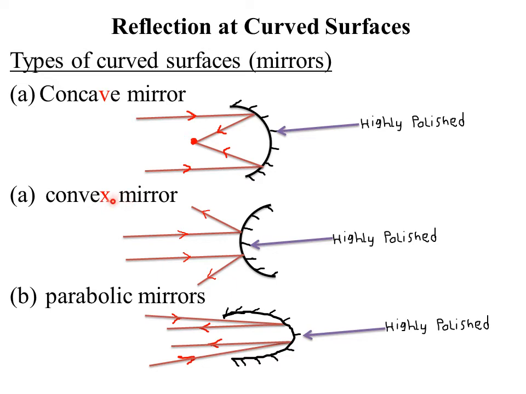As you can see here, I have identified this letter so that it can help you to know which mirror is converging and which one is diverging. So you have said that convex mirrors are also called diverging mirrors.